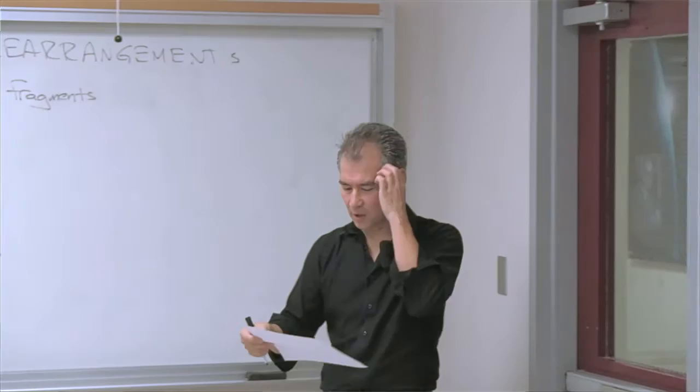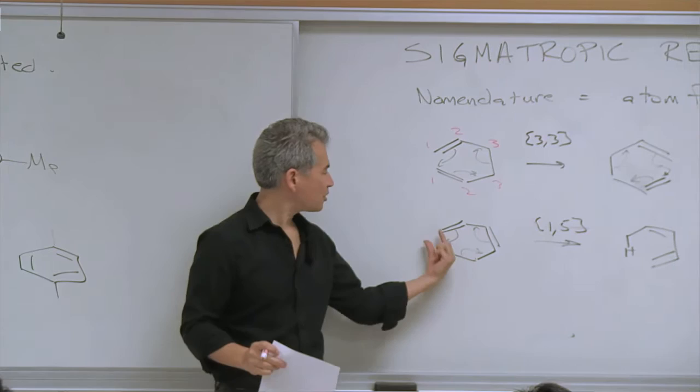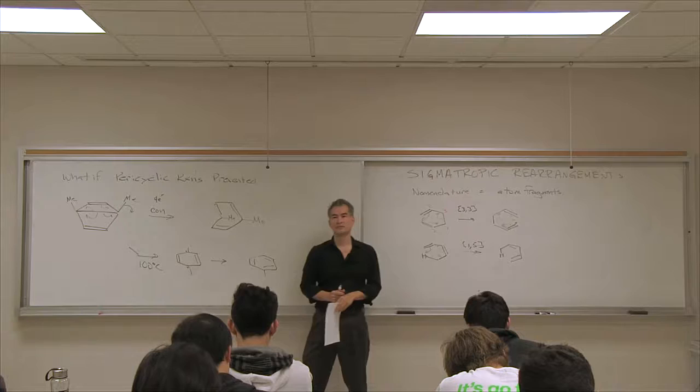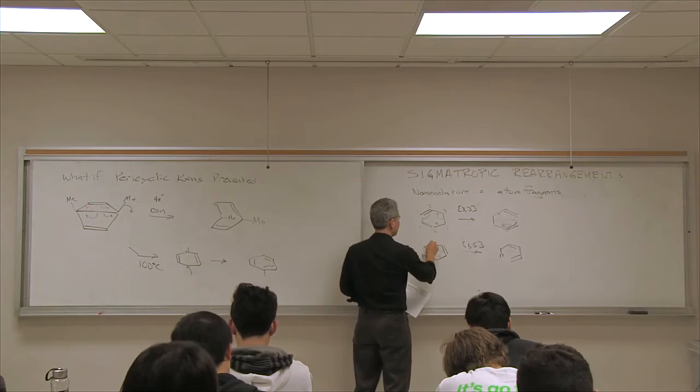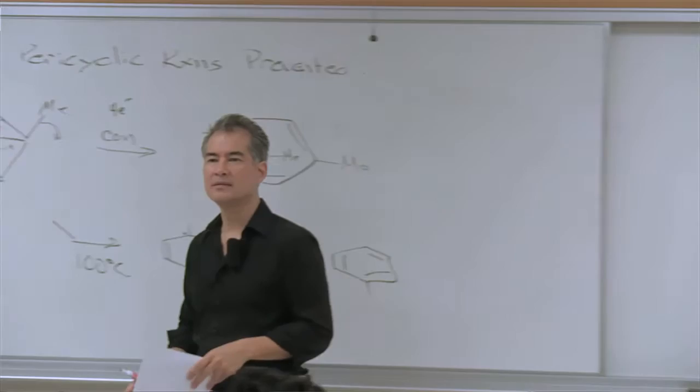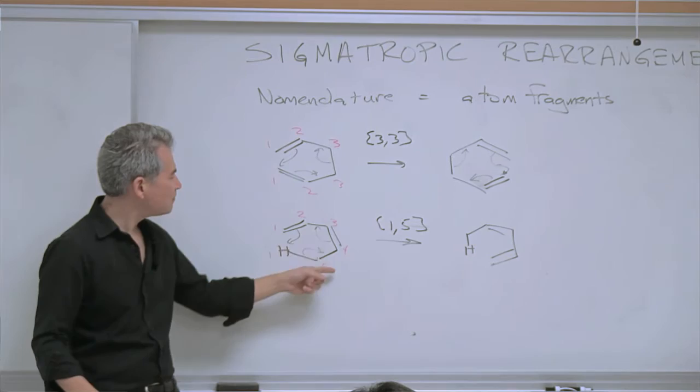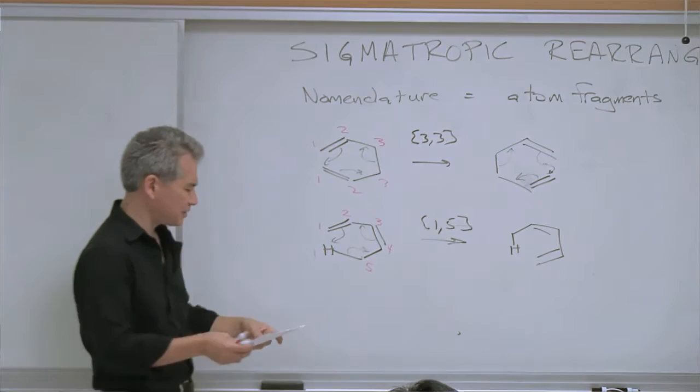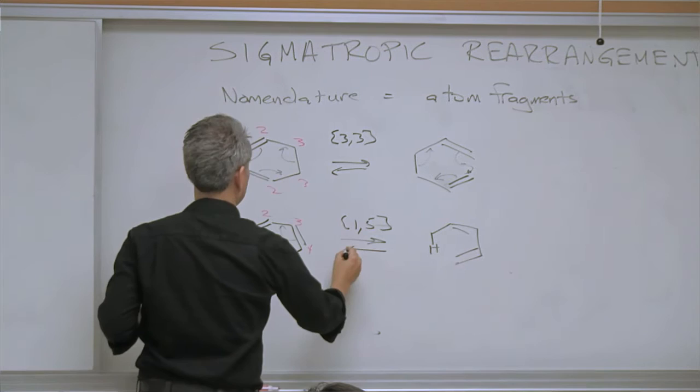Let's count the atom fragments. There's a proton, and in the transition state there's partial bonding to the proton. So this proton is really just a one-atom fragment. The other fragment is composed of five carbons that stay bonded throughout the entire course of this rearrangement. At no point is there not at least some kind of bond between all five of these carbon atoms. This is a 1,5 sigmatropic rearrangement. I could draw the reverse arrows, but I'm not going to do that for the backward reaction. I'll just indicate that these are all reversible.